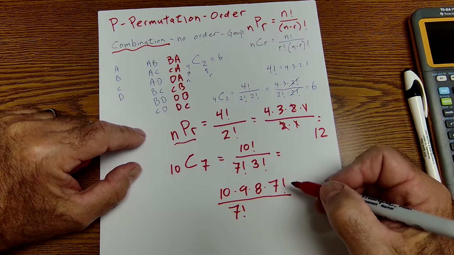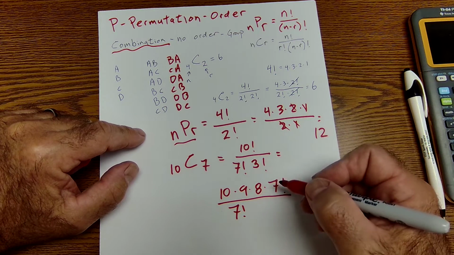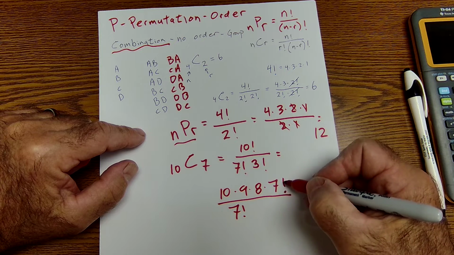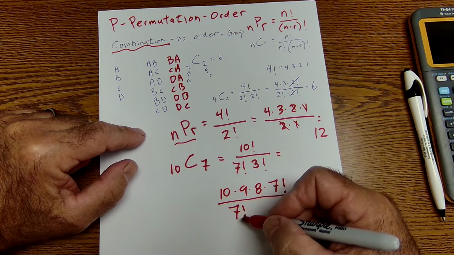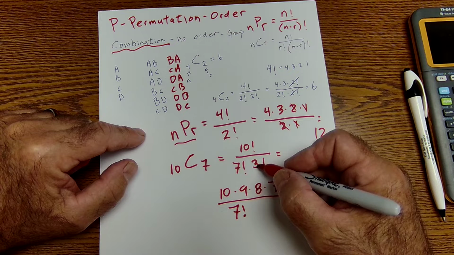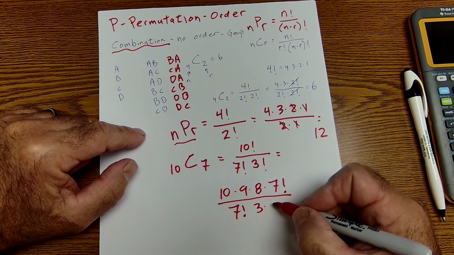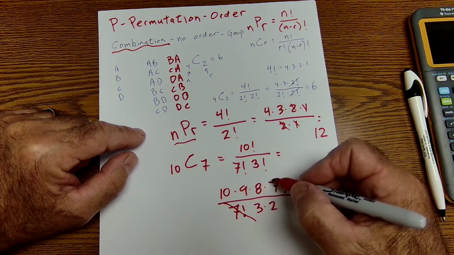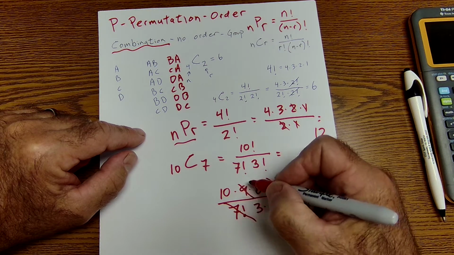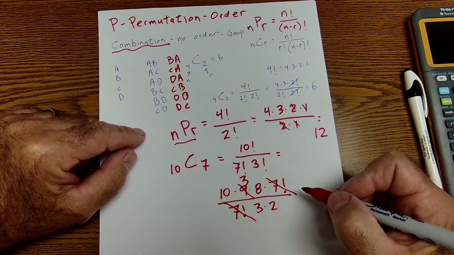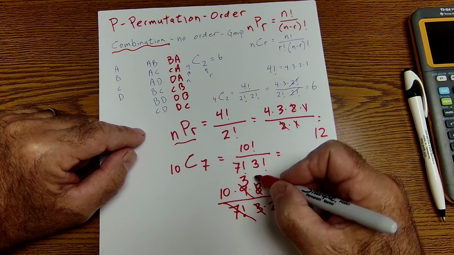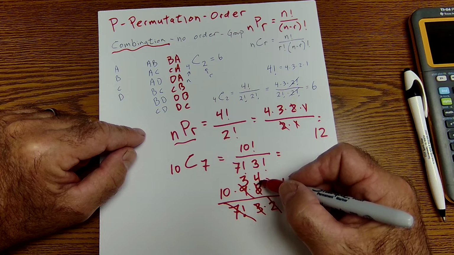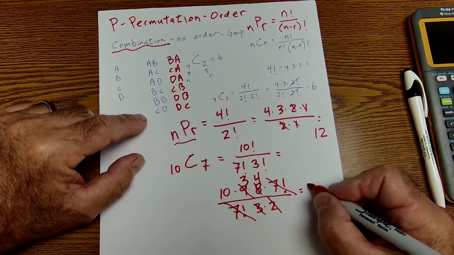Remember, 7 factorial is 7 times 6 times 5 all the way down, so I could cancel all those numbers. But if I just leave it as a factorial, I could cancel it with the same factorial below. 3 factorial is 3 times 2 times 1. That will cancel with that. 3 goes into 9 3 times. 2 goes into 8 4 times. 3 times 4 is 12. 12 times 10 is 120.